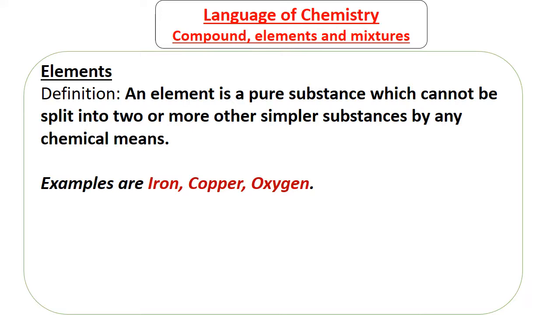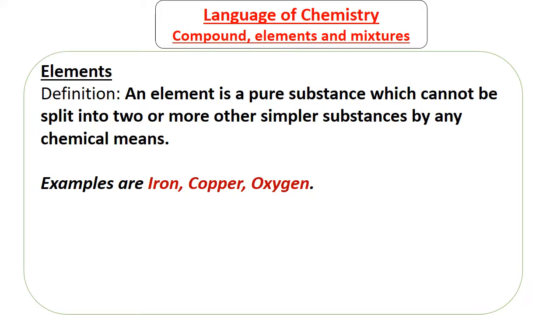But the definition says by any chemical means, which means when you break that element, it should give you new things. If we keep on breaking iron sheets, we'll still be getting iron sheets or smaller iron sheets. We won't get something new. We won't get copper out of iron. We won't get oxygen out of iron, which are other elements. So that's what this definition means. You cannot split an element to get other simpler substances by any chemical means.